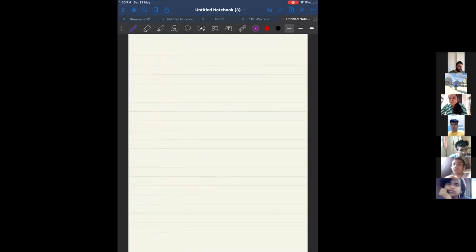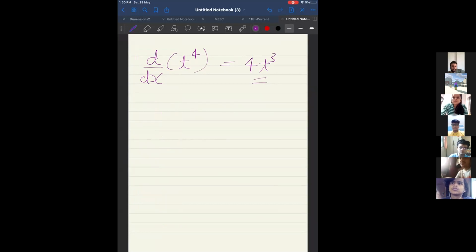Now, many times what happens is, if I tell you d by dx of t power 4, for example, many people, or in the past, people have told me the answer is 4 into t power 4 minus 1, it is 4t cube, like the previous formula. Tell me what is the mistake in this? So t can have a value also, right? Sir, the variable t can have a value. And the x can also have a value.